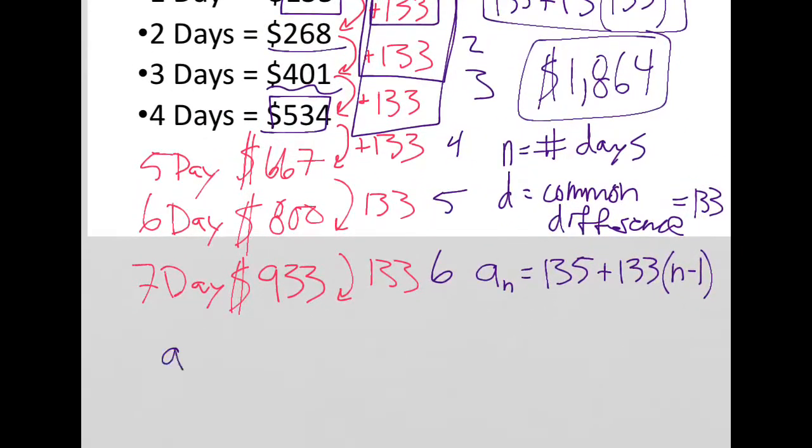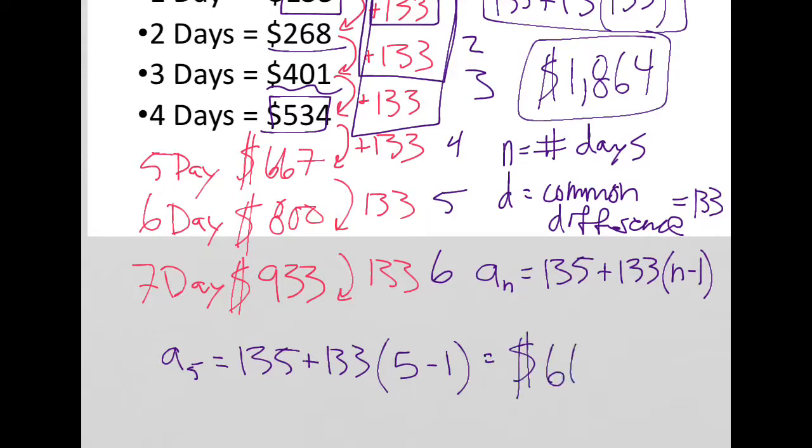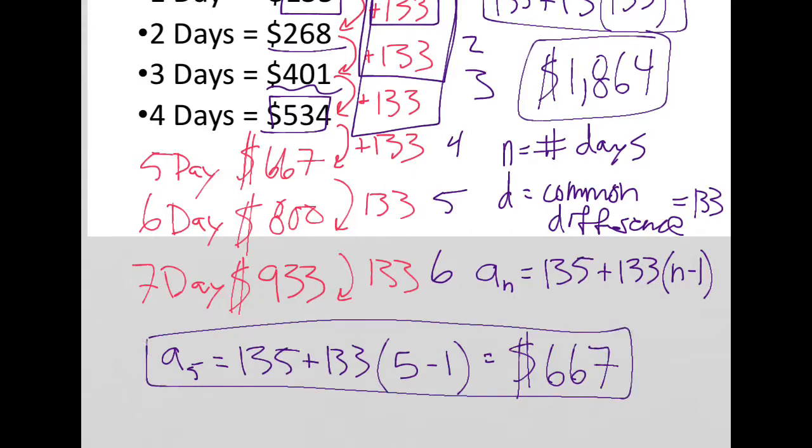If we want to know how much it cost on the 5th day, that first value we found, well, let's plug in the numbers that we know. 135 plus 133 times n minus 1. Here n would be 5, so we get 5 minus 1 like that. And if you crunch that in your calculator, you'll see that we do indeed get the appropriate $667 for the 5th day. This is an arithmetic sequence.